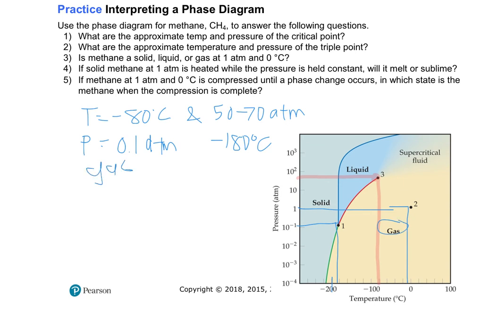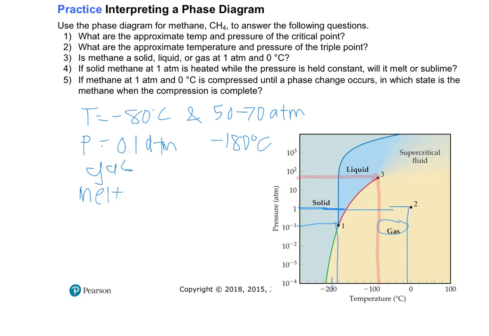If solid methane at 1 atmosphere, so we'll take that here, is heated while the pressure is held constant, will it melt or sublime? So we're going to go through and heat. It looks like it goes from green to blue, so solid to liquid, so it will melt.